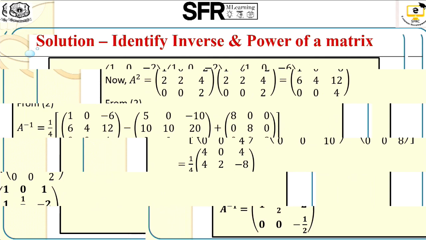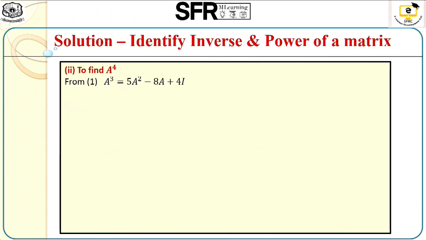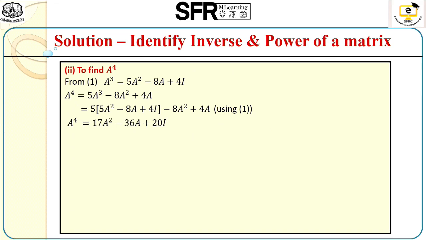Yes, next let us find A power 4. For that, you consider the characteristic equation and the Cayley-Hamilton theorem. So, considering equation 1, we get this result. Now, pre-multiplying both sides by A, we will get A power 4 equal to 5A cubed minus 8A squared plus 4A. Then rearranging the given result with the help of the previous result, in the place of A cubed, you replace the previous result 5A squared minus 8A plus 4I. So, by simplifying this, we will get A power 4 as 17A squared minus 36A plus 28I.